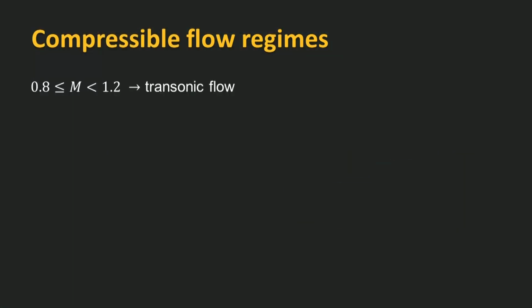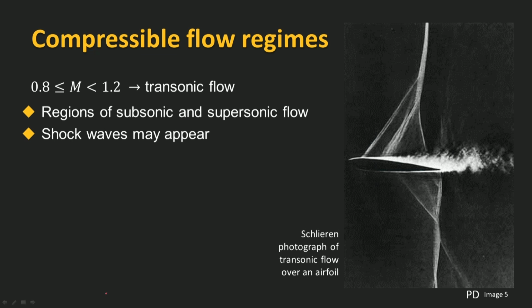At Mach numbers between 0.8 and 1.2, flows are labelled as transonic. They are characterised by regions of subsonic and supersonic flow. In this image, the flow upstream of the airfoil is subsonic, but the front of the airfoil acts as a nozzle, which accelerates the flow past the sonic point. Shock waves then form that compress the flow and bring it back to a subsonic state.